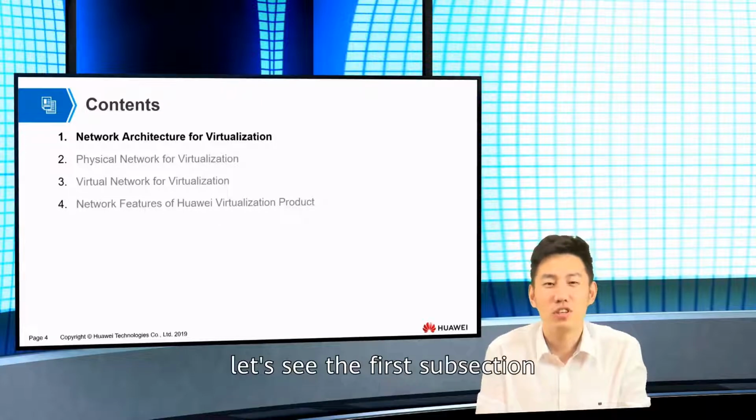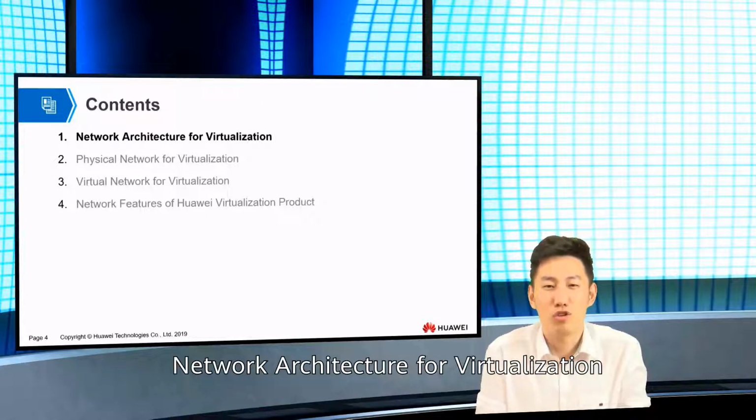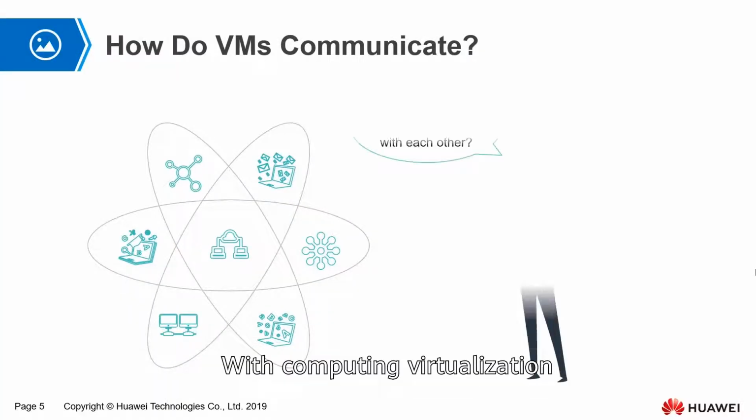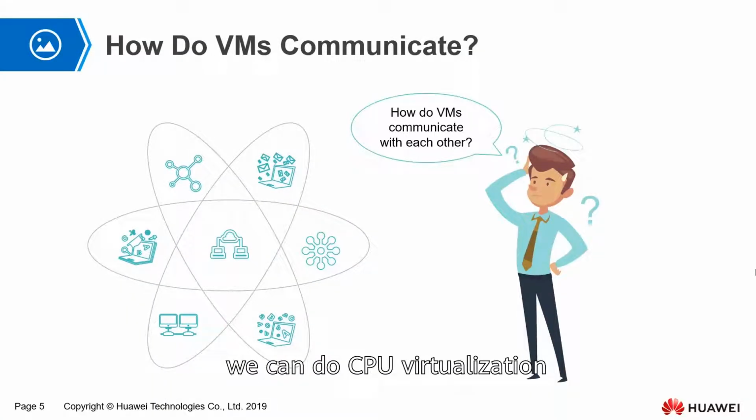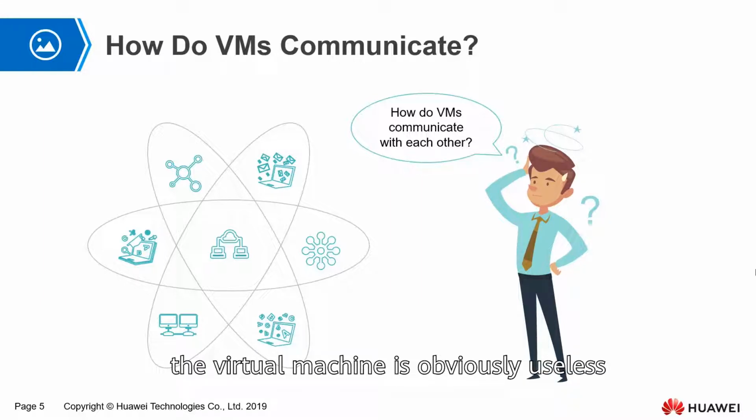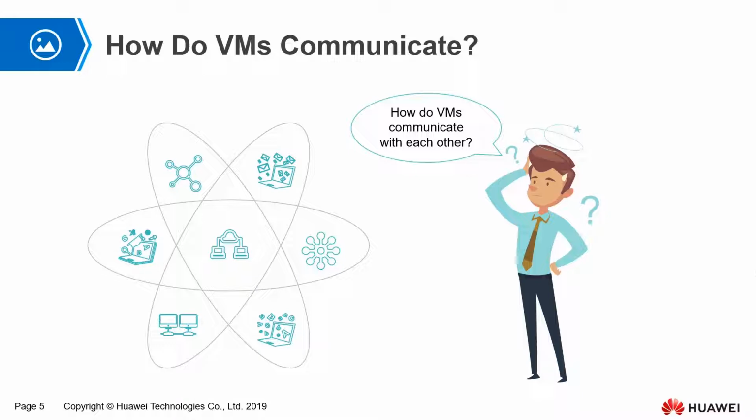Now, let's see the first subsection, network architecture for virtualization. With computing virtualization, we can do CPU virtualization, memory virtualization, and I/O virtualization, and then create a virtual machine. After the virtual machine is created, communication between the virtual machines is required. Nowadays, if it can't communicate with the outside world, the virtual machine is obviously useless. So, how do virtual machines communicate with each other? This chapter is mainly about solving this problem.